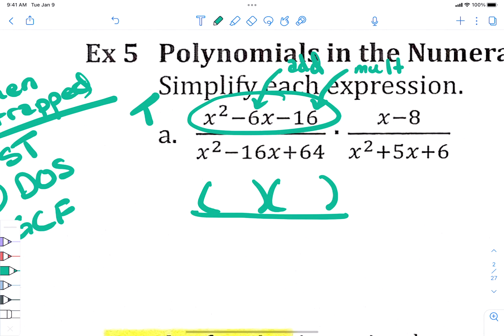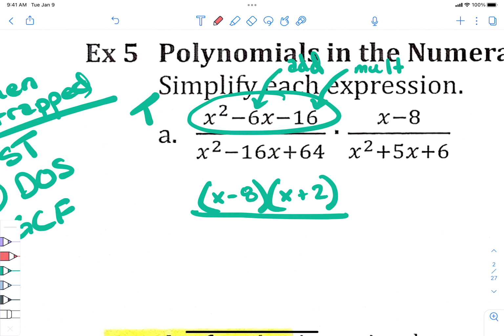What you got? Multiply to get negative 16, add to get negative 6. Negative 8 and positive 2. Let's try it. Negative 8 times 2 is negative 16. Negative 8 plus 2 is negative 6. You betcha. Okay? He's done.